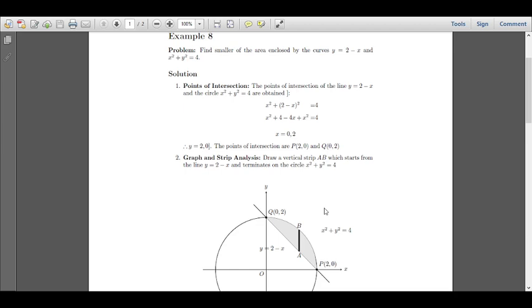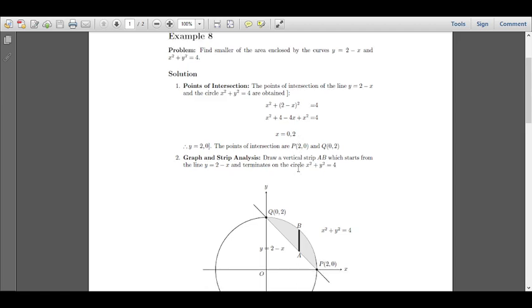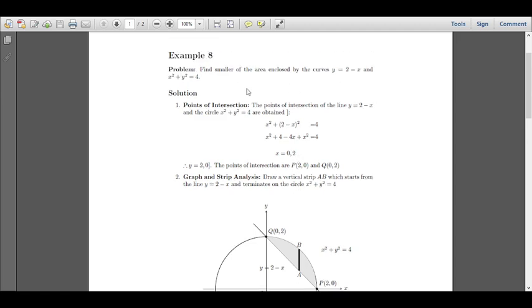This is areas in Cartesian and polar coordinates problem series, problem number 6. Here we will find the area enclosed by the curves y equal to 2 minus x, this is a straight line, and the circle x square plus y square equal to 4. So our problem is to find the smaller of the area enclosed by the curves y equal to 2 minus x and x square plus y square equal to 4.